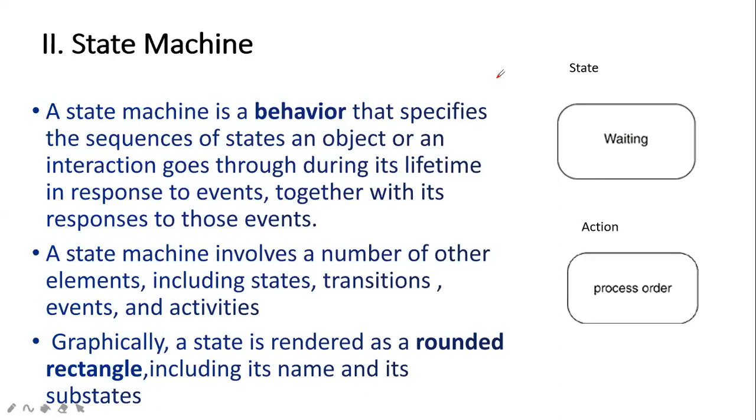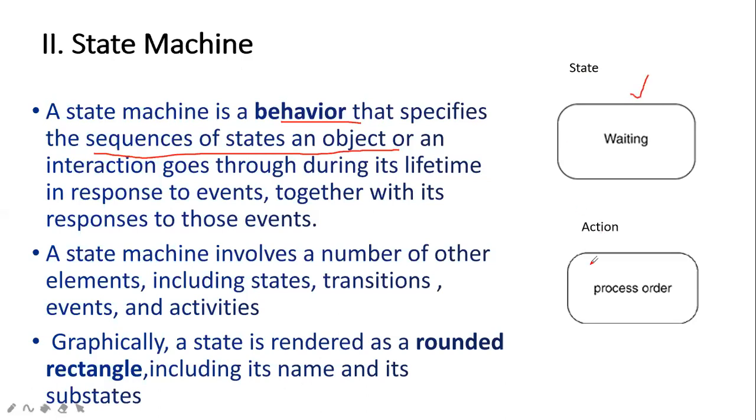Now what is this? This is a behavioral part. Obviously, this is a behavioral thing. It is a behavior which specifies the sequence of states an object or an interaction goes through during its lifetime in response to events, together with its response to those events. We can have here the state, we can have the action. Let's say I go to a restaurant and I place an order. Placing an order is an action. After this action, I have to wait. So my state is changed to the waiting stage.